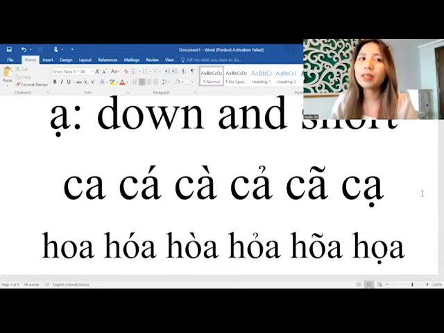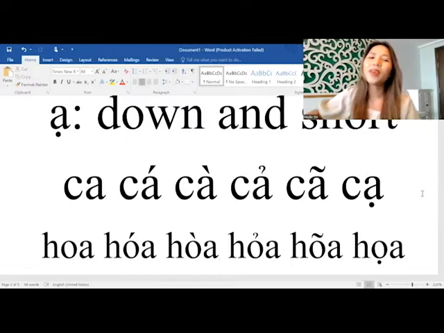And you know why tones are very difficult for Vietnamese learners? Not only because these kinds of tones don't exist in your language, but also because they play a very important role in Vietnamese language. Because when you pronounce one word with different tones, they will have different meanings.